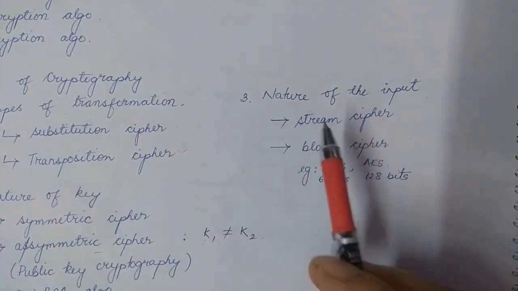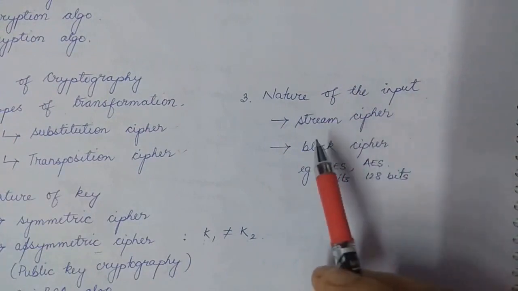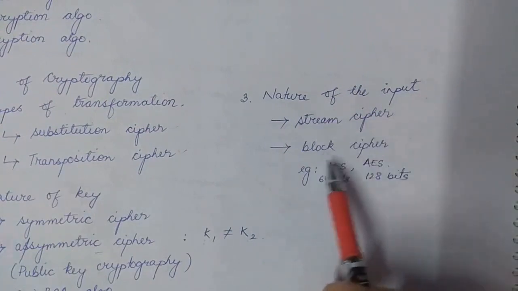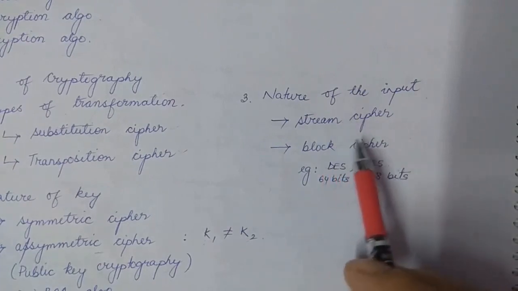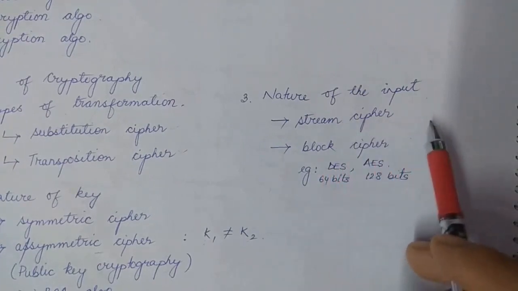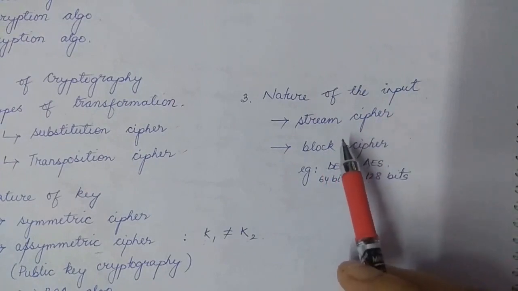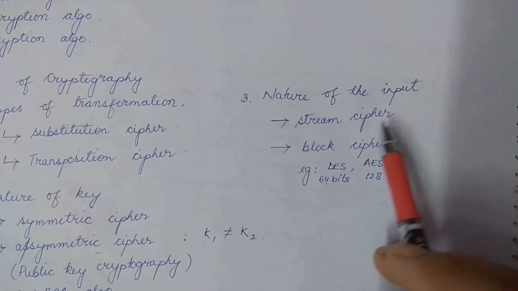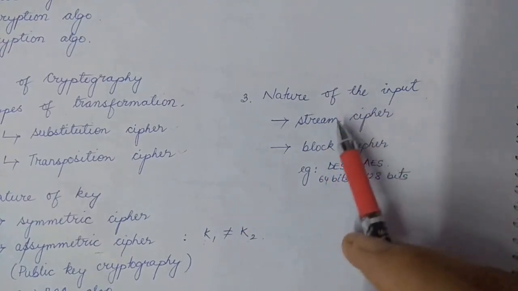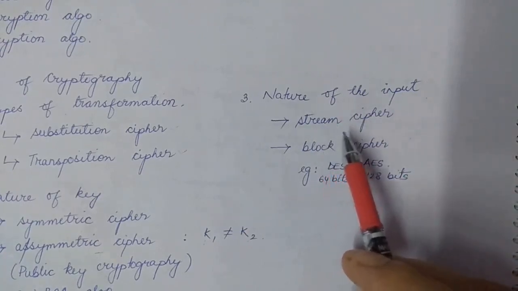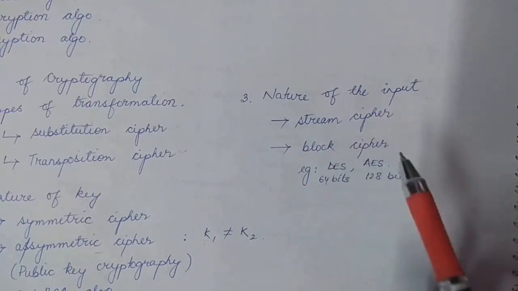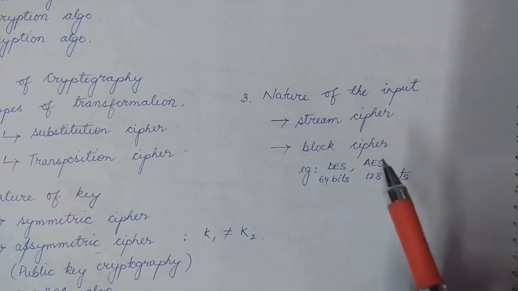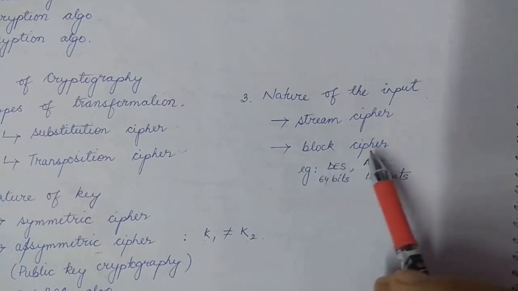Next, based on the nature of input, it is also divided into stream cipher and block cipher here. Stream cipher: if the input is continuous, that is, you are supplying the input in terms of binary numbers, and if the inputs are continuous, then we call it a stream cipher. And instead of this continuous input, if you are making it block by block, then we call it a block cipher here.